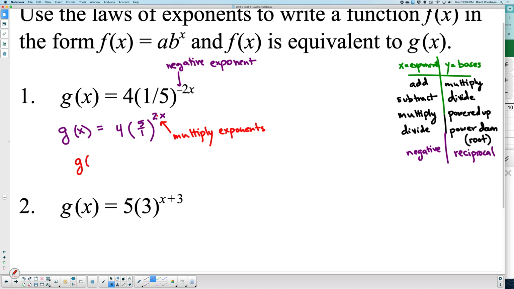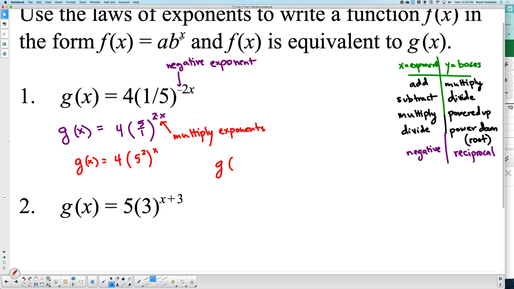So that means g of x is equal to 4 times, what is 5 divided by 1? 5. And you can do the squared there to the power x. What is 5 squared? All right, 25 is correct. So my final answer here would be it.